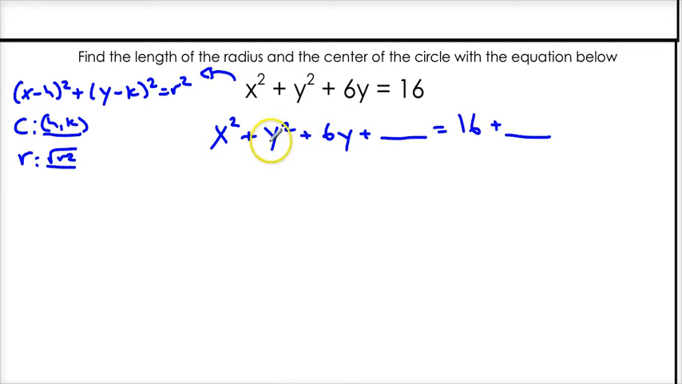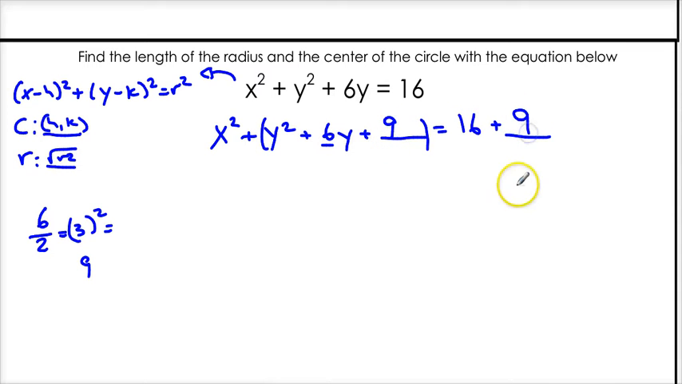I'm going to put parentheses around this. What you do is take half of the number in front of just the y, the thing without the squared, and you square it. We just did this. So you take this number 6 and divide it by 2, we get 3, and then you square the result, and that gives you 9. So we're going to add 9 to this. And since you add 9 to one side, you always have to add it to the other. So let's add 9 right here. We're just adding 9 to both sides.